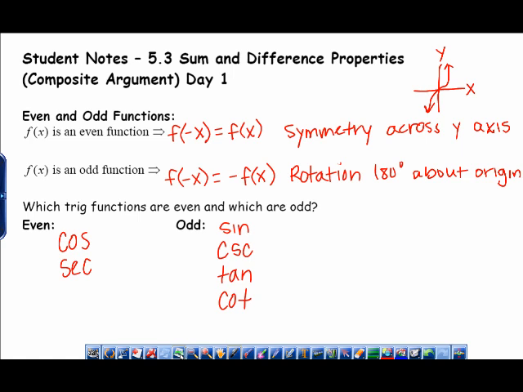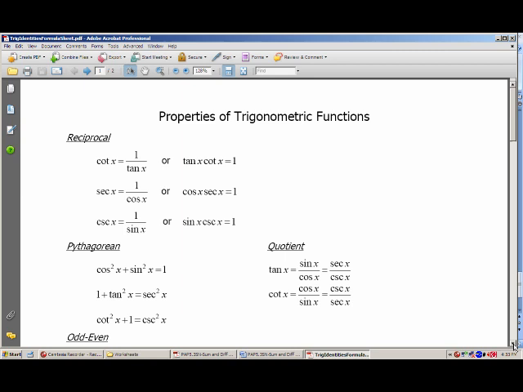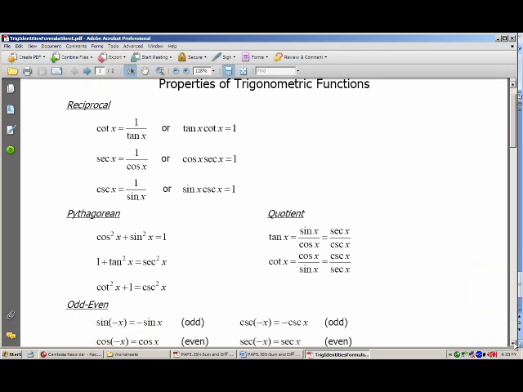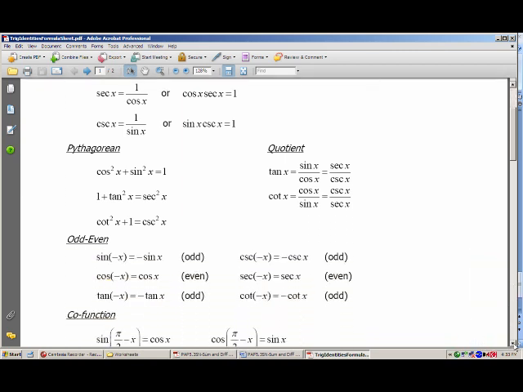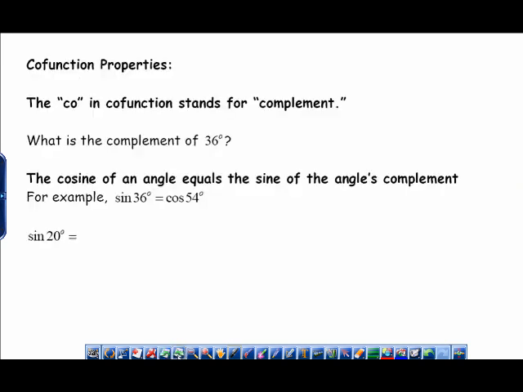Okay, that's on your identity sheet. If you look at your identity sheet, I'll scroll down here a little bit. You can see cosine and secant are the only evens. The other 4 are odds, which seems weird because it seems like there should be 3 evens and 3 odds, like how there's been 3 and 3 on everything else, but it's not like that. This is different. So you can refer back to this identity sheet if you forget which one's which. This concept of even and odd is something that will carry through into your other math classes, including calculus.